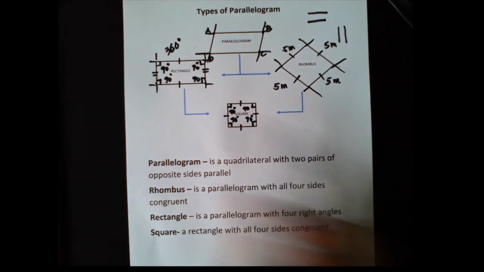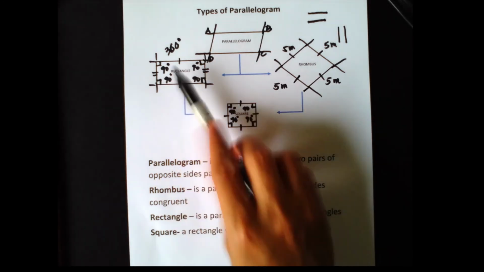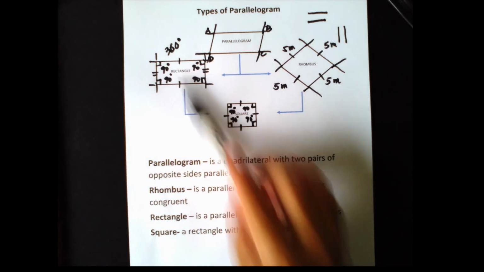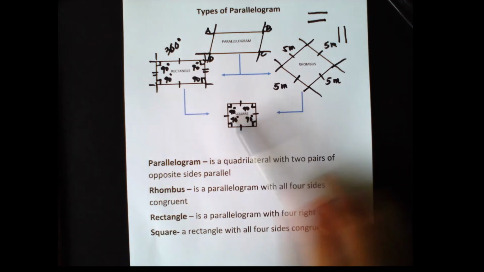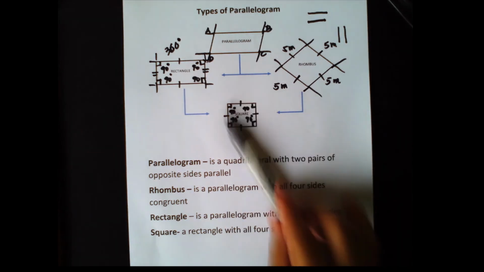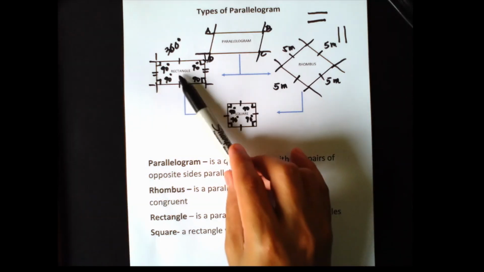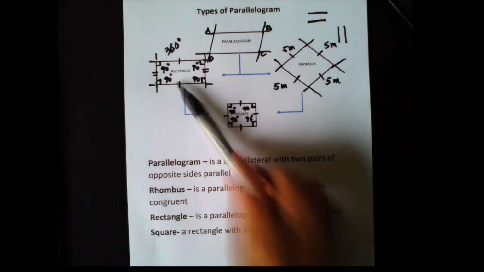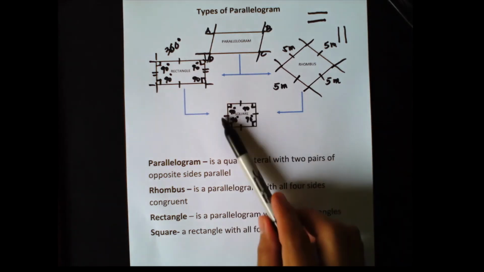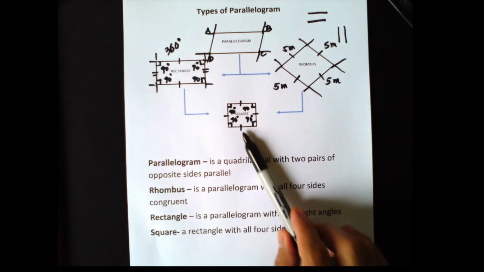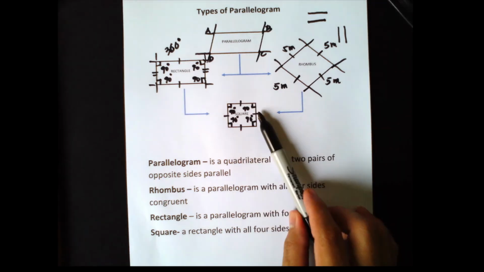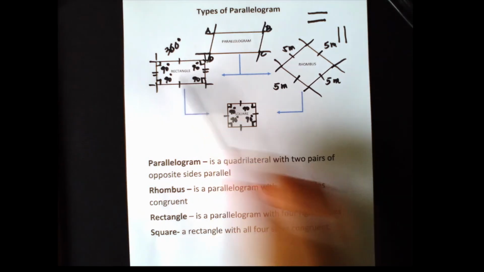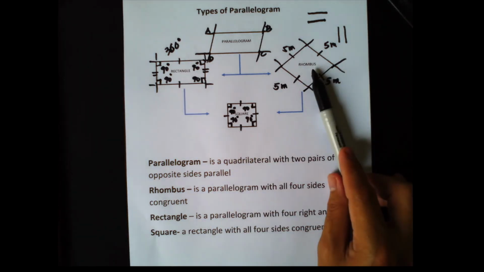Okay, so that's why the arrow is going to square from both the rectangle and rhombus, because a square possesses the characteristics of the rectangle and a rhombus, which is a square has congruent sides and congruent angles, which is possessed by the rectangle and the rhombus.